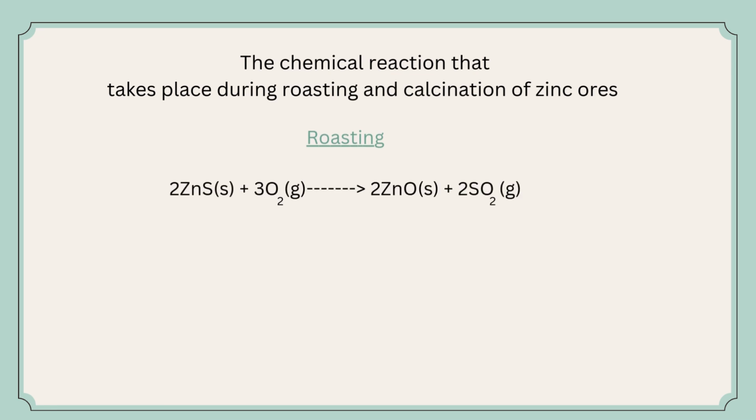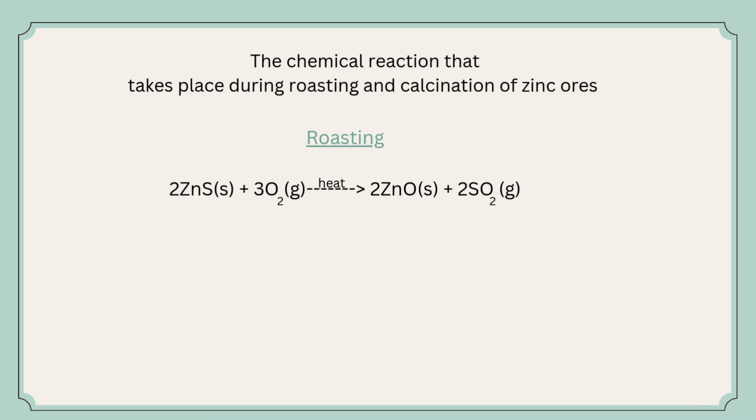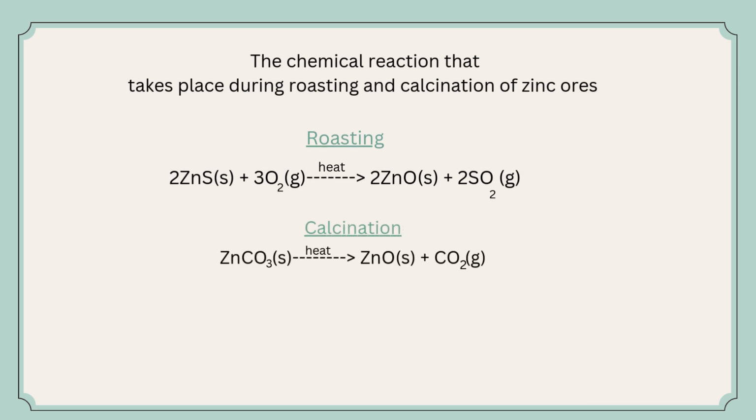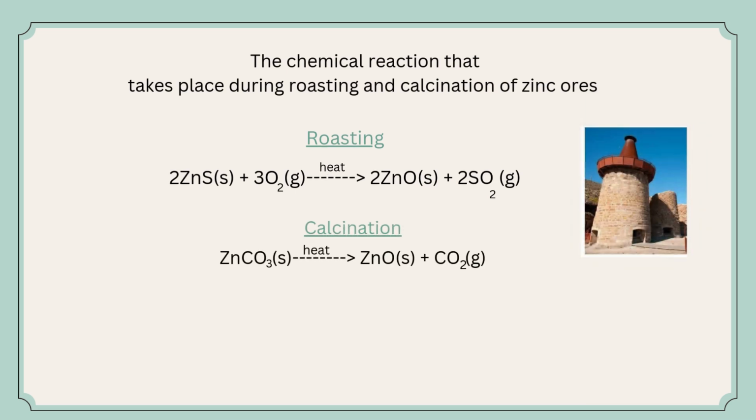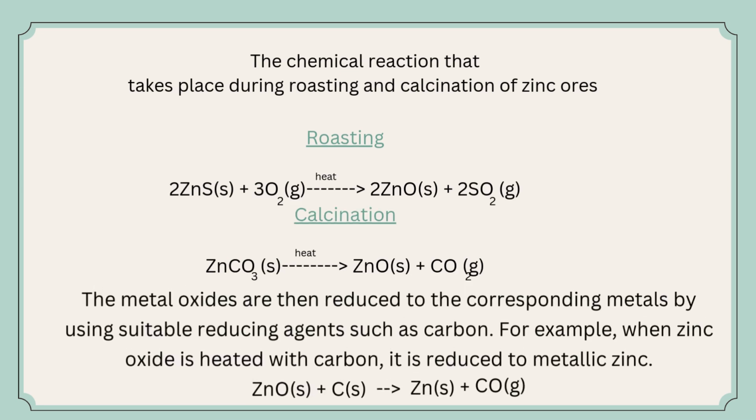The chemical reactions that take place during roasting and calcination of zinc ores are given below. For roasting, we use sulfide ores and they are heated in excess of air. We get zinc oxide. In the calcination process, we use carbonate ore and it is heated in limited air. Then we get zinc oxide. The metal oxides are then reduced to the corresponding metals by using suitable reducing agents such as carbon. For example, zinc oxide is heated with carbon, and it is reduced to metallic zinc.